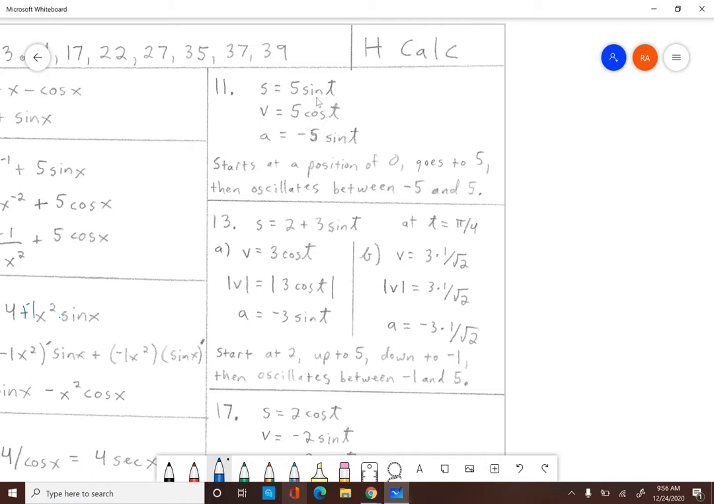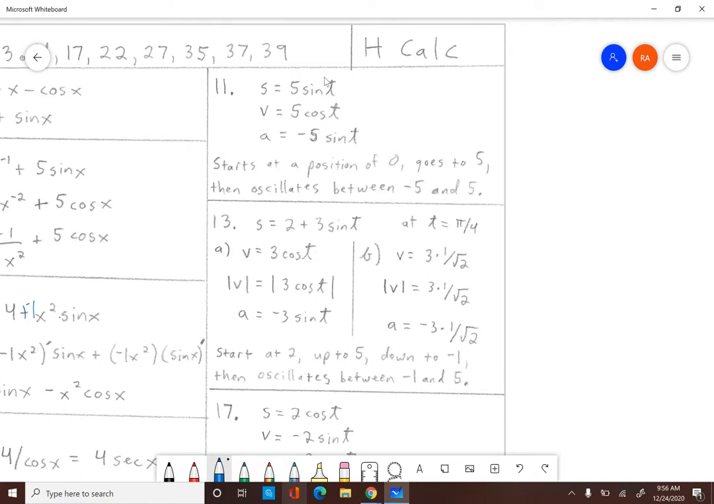Now we have to use our knowledge of the sine and cosine function. So at time 0, sine of 0 is equal to 0, because that's the y length of the reference triangle. So I start at a position of 0, and then sine of pi over 2 is going to be 1, so then it's 5 times 1. So I go to the 5 position, and then sine of pi is 0. So I'm back to the 0 position, and then sine of 3 pi over 2 is going to be negative 1, which is going to make this negative 5, and then sine of 2 pi is equal to 0.